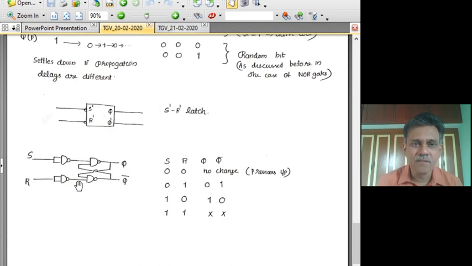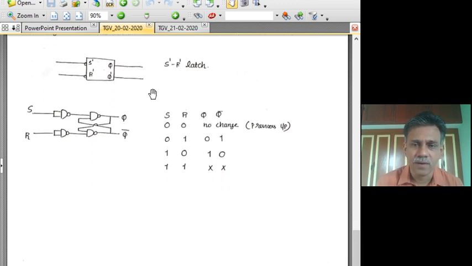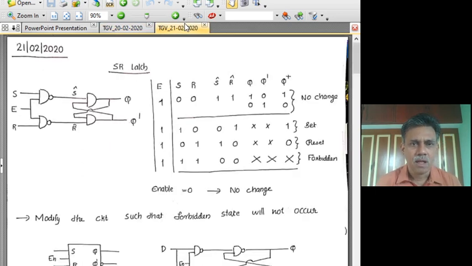So we can have an enabled SR latch also with the help of two cross coupled NAND gates. So with this we have discussed in detail how an SR latch and the S bar R bar latch will work. Now we will move ahead and look at other latches.